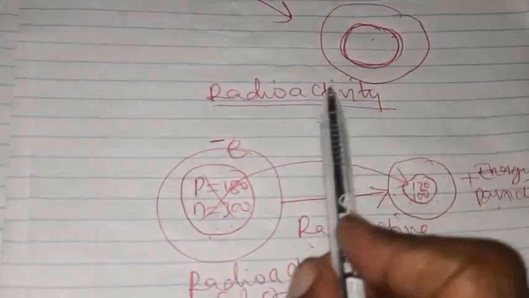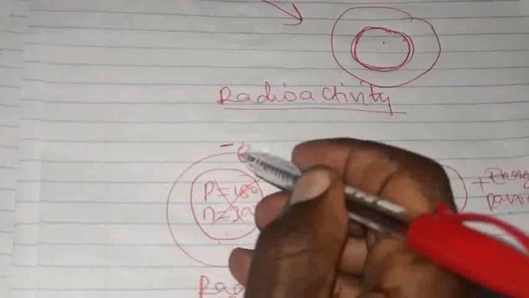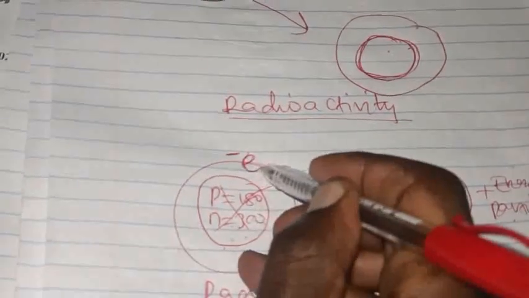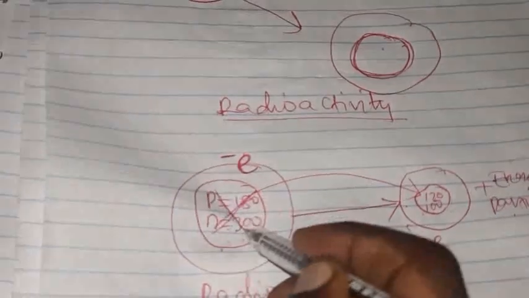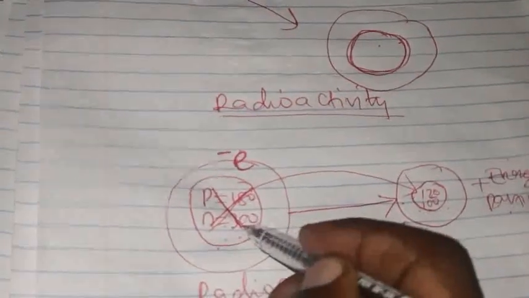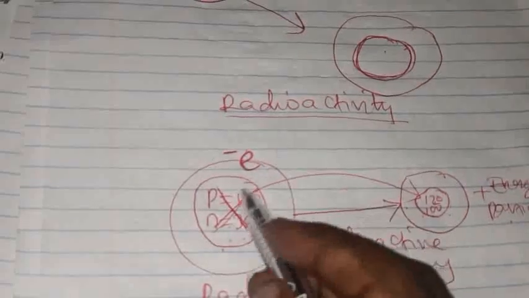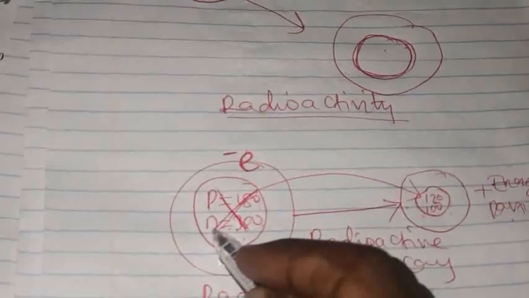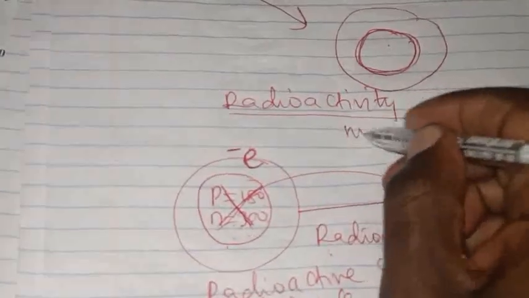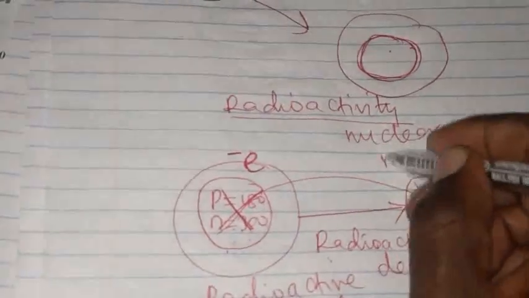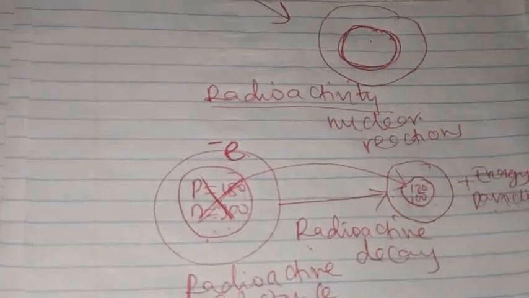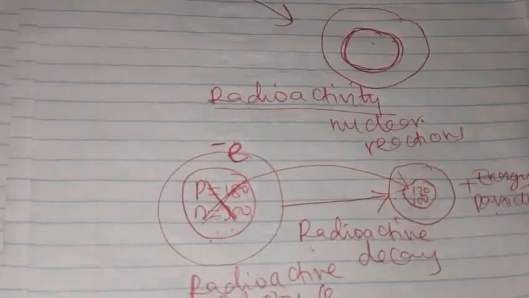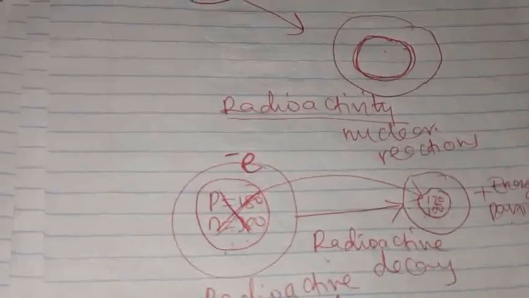So we can actually say that chemical reactions will always make use of the electrons in the energy levels, but nuclear reactions will always make use of the protons and neutrons in the nucleus. So radioactivity involves the use of protons and neutrons, and that's why it becomes a nuclear reaction. Radioactivity is a nuclear reaction because it involves protons and neutrons in the nucleus. That now takes us to a different concept.